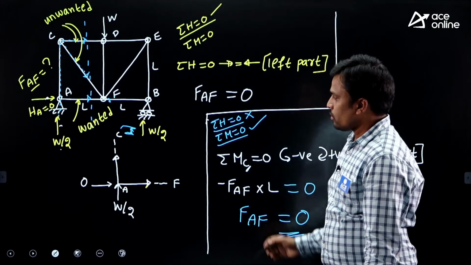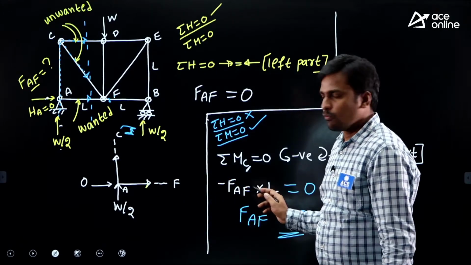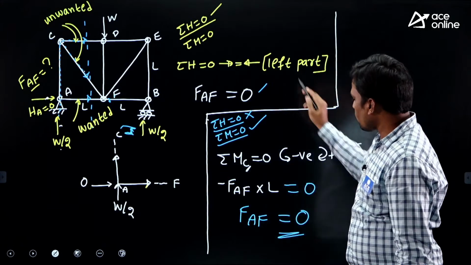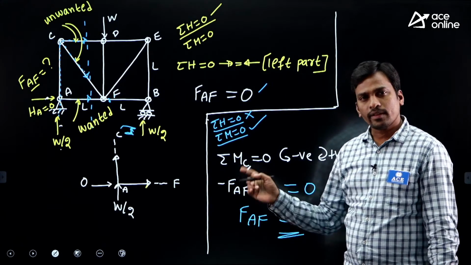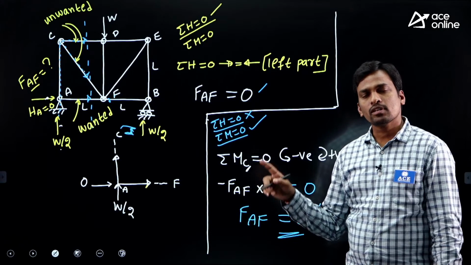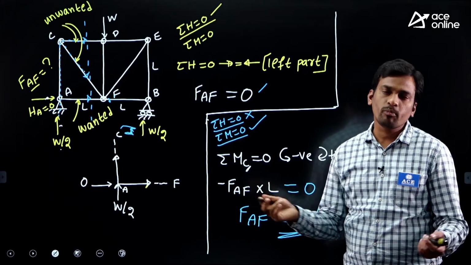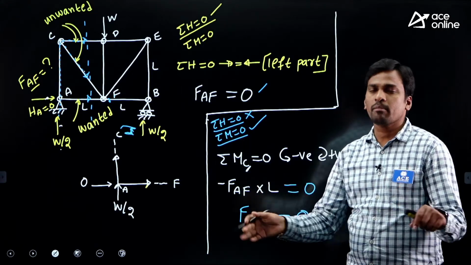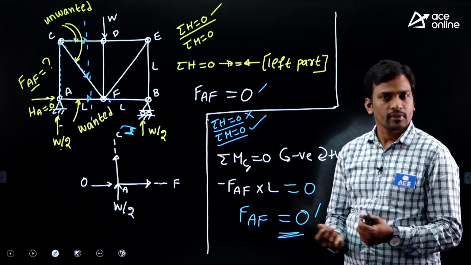So for the same member, are we getting the same answer or not? Here 0, here 0. It means for the same member, sometimes more than a single section is also possible. Even though, you will get the same answer only. Clear, students?